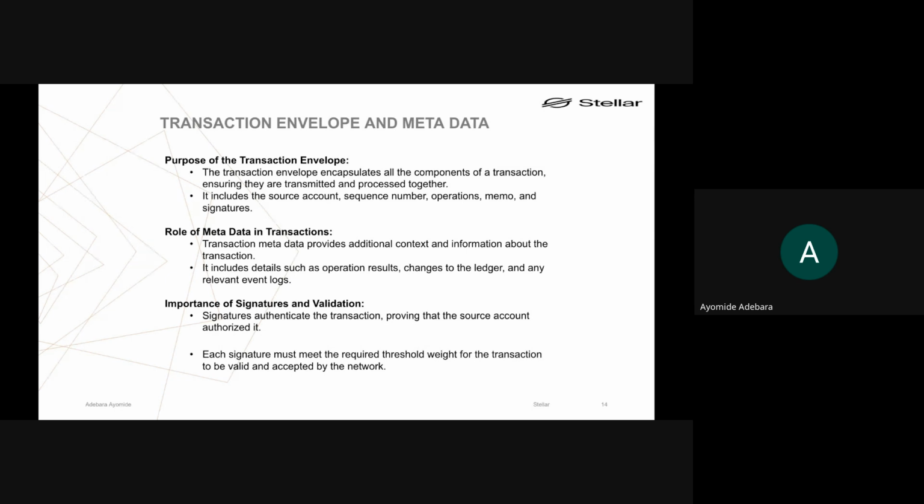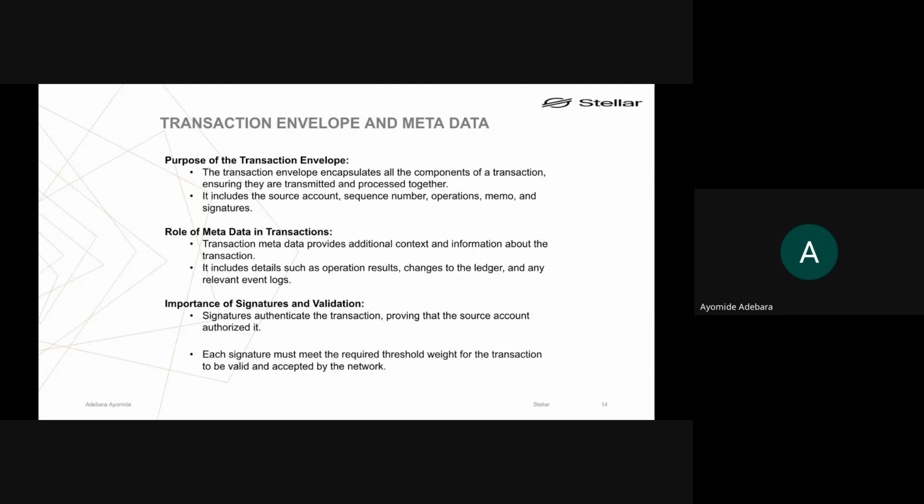Okay. Transaction envelope and metadata. The purpose of the transaction envelope is that it literally encapsulates all the components of a transaction, ensuring that they are transmitted and processed together. It includes the source account, sequence number, operations, memo, and signature. What are we trying to talk about? All the things we have mentioned as what is included inside of a transaction. You can think of it more like an envelope that literally encapsulates all of it together.